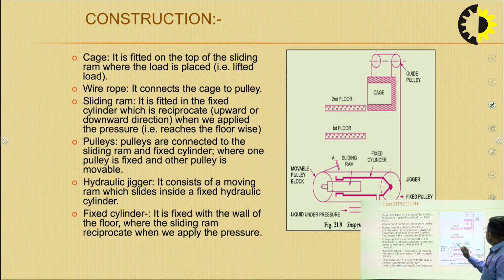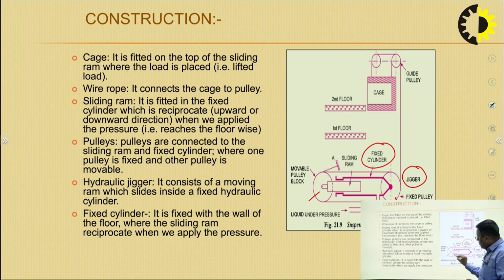So again I am coming to the diagram first. Here we are observing that there is an arrangement of two pulleys. One pulley is fixed, another pulley is movable. And this movable pulley is connected to the ram, which is reciprocating in this fixed cylinder. This complete arrangement of two pulleys, one movable, one fixed, and one sliding ram and fixed cylinder, is what is known as the jigger. So there is a certain arrangement.